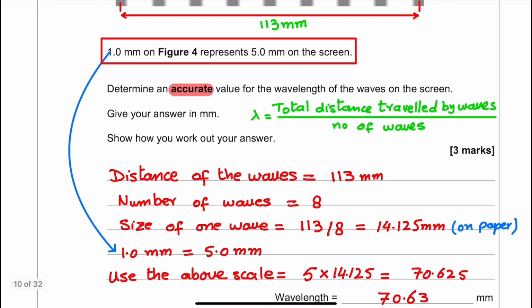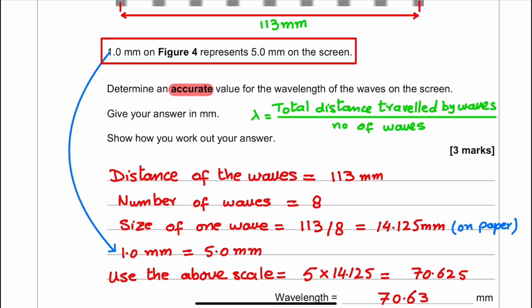If we see the working, the distance of the waves is equal to 130 millimeter, which the student will find with the help of the ruler in the real exam. The number of the waves is equal to 8, which we already counted. So the size of one wave, or lambda, is equal to 113 divided by the number of the waves, that is 8, and with the help of the calculator we will find it is 14.125 millimeter on the exam paper.